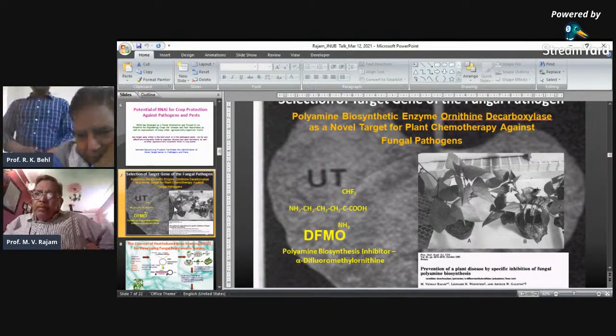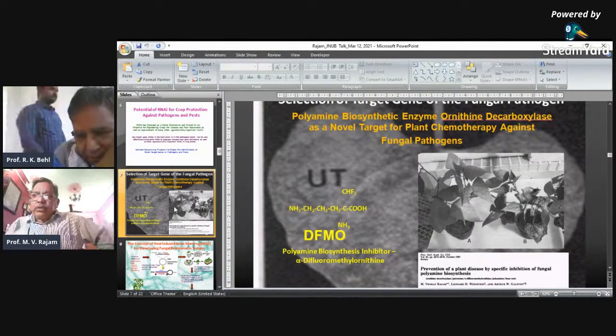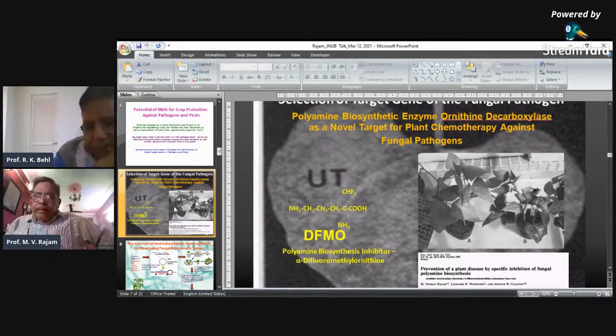So based on this work, I thought that ornithine decarboxylase might be a novel target for the control of fungal pathogens using the RNAi approach, right? Here we had used the inhibitor of the ODC enzyme, but we wanted to try the RNAi approach targeting the ornithine decarboxylase or ODC gene of the target fungal pathogen, that is Fusarium oxysporum. Next, please.